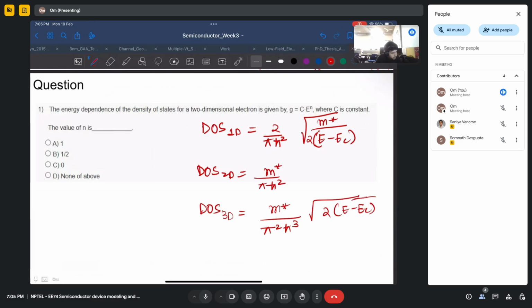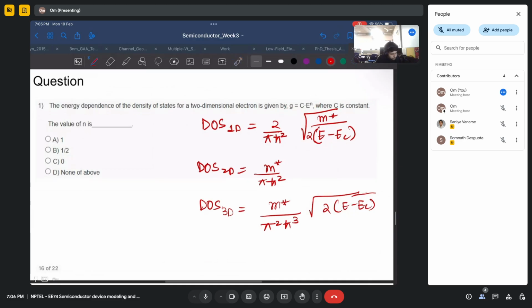So 1D has 1 by root E dependence, 2D has no dependence on E, and 3D has root E dependence. So here they are saying density of states is given by G C times some constant times E to the power n, and for 2D this n will be 0 as there is no dependence on E, which is option C.